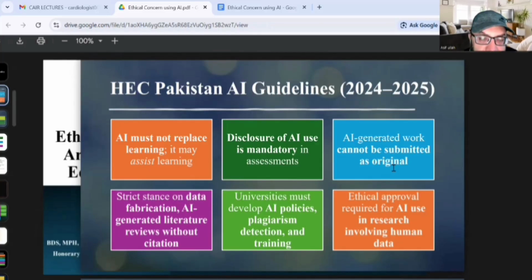There is a strict stance on data fabrication. AI-generated literature used without citation is not acceptable and should not be done. Universities must develop AI policies, plagiarism detection, and training. Ethical approval is required for AI use in research involving human data.